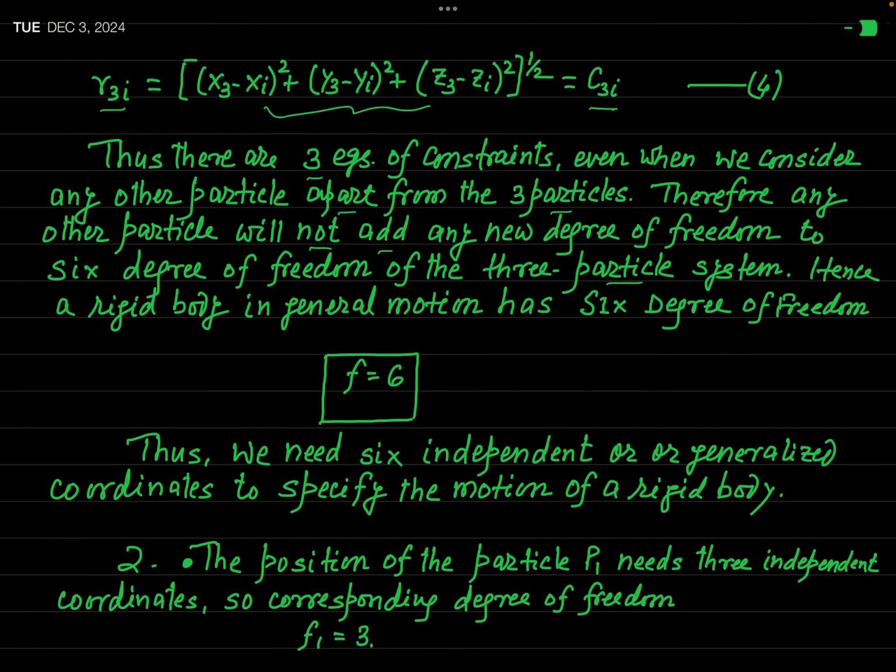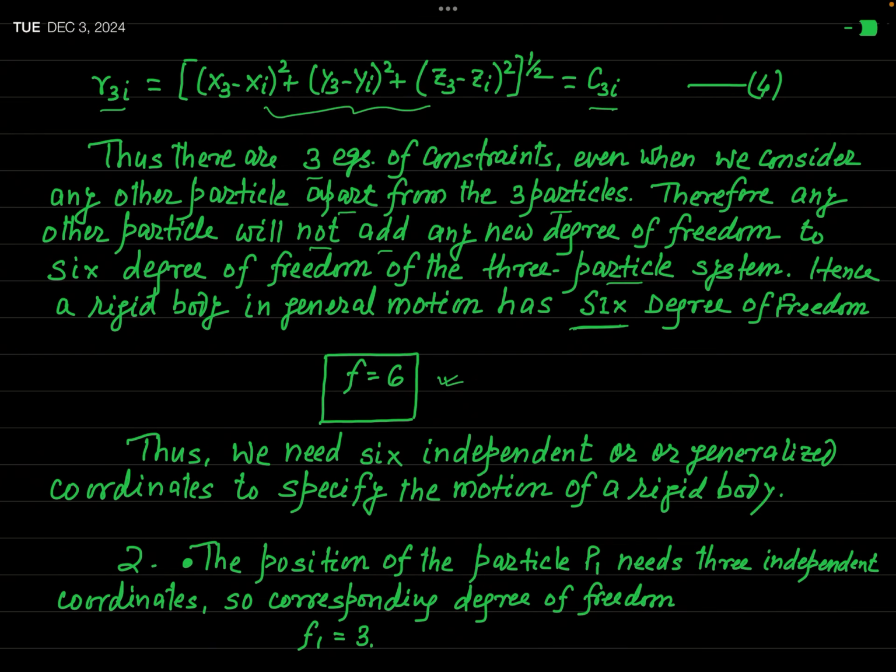So finally, from this idea we can conclude that although a rigid body contains a very large number of particles, its degree of freedom will be equal to 6. Its degree of freedom will be equal to 6. So finally we conclude that F is equal to 6 for a rigid body.